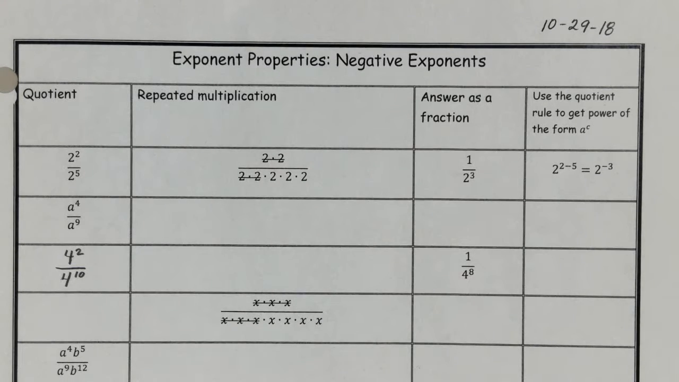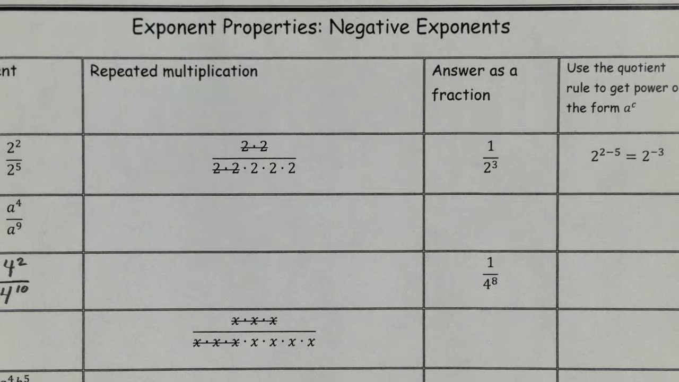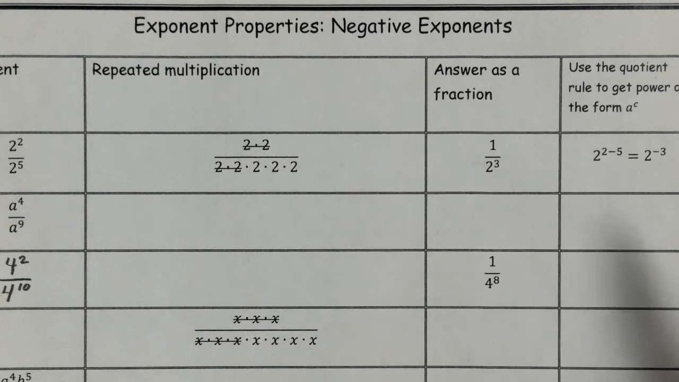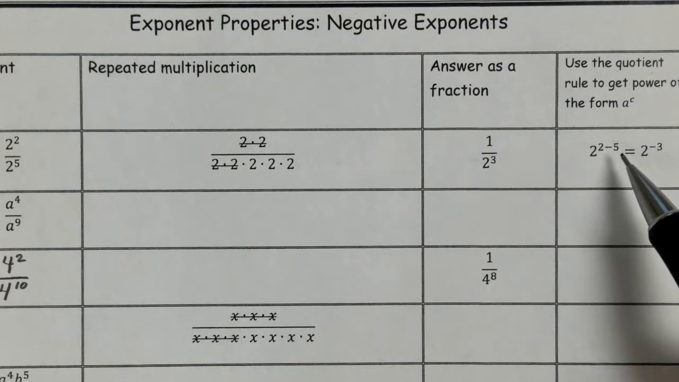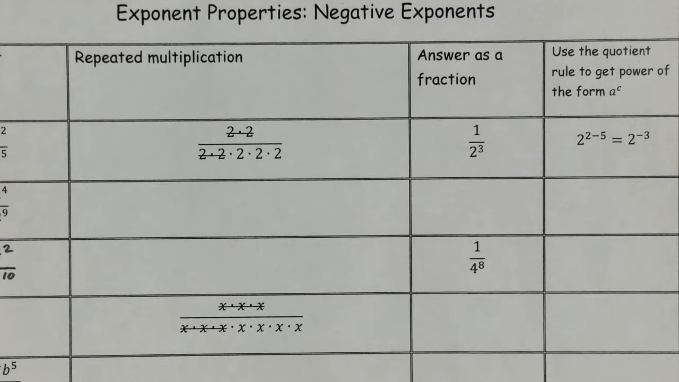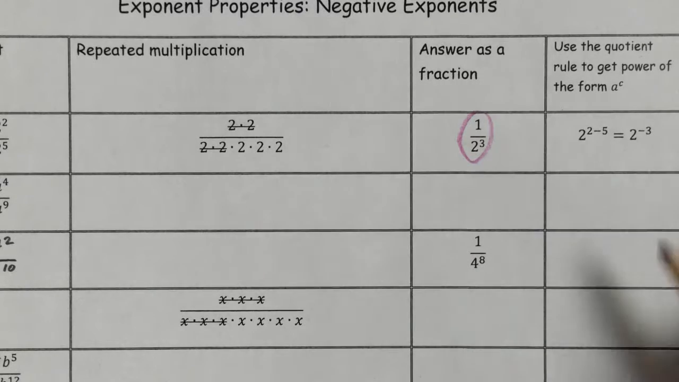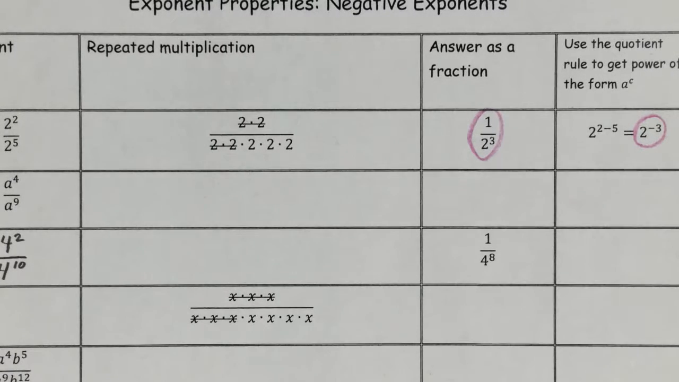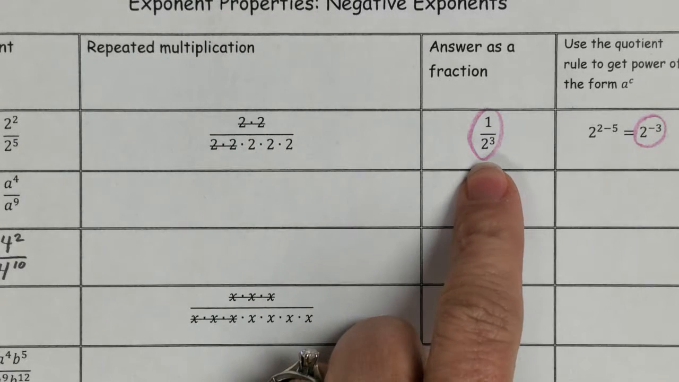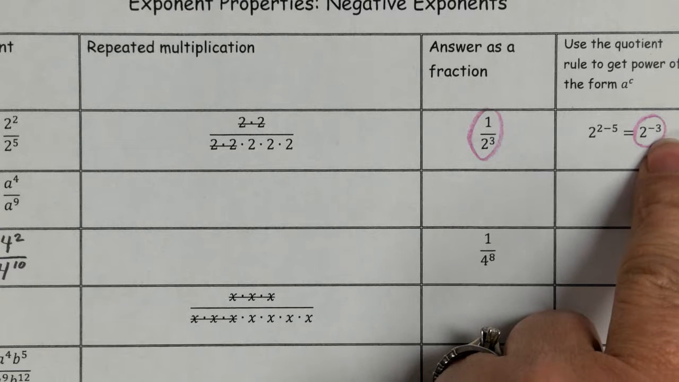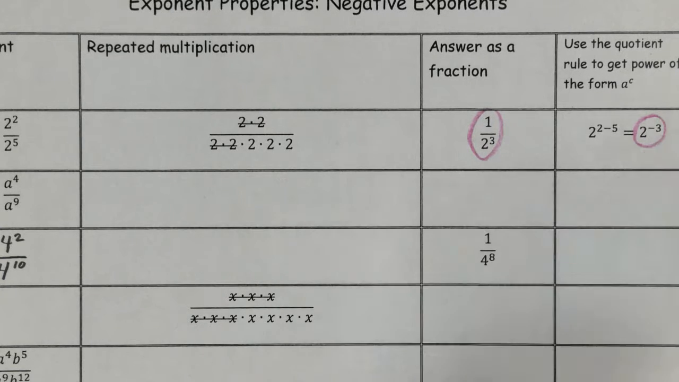Now, if we use our quotient rule, which told us that if you are dividing the same base, you subtract the exponents, look what happened right here. 2 to the 2 minus 5 power, which is 2 to the negative 3. Now, what I want you to realize is that this and this are both equal. They're equivalent. This is how you would write it with a positive exponent. This is how you would write it with a negative exponent. All right, let's continue to practice this.